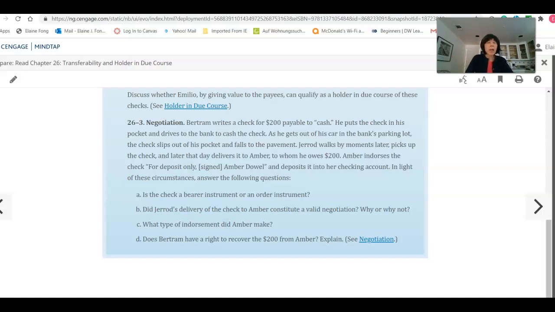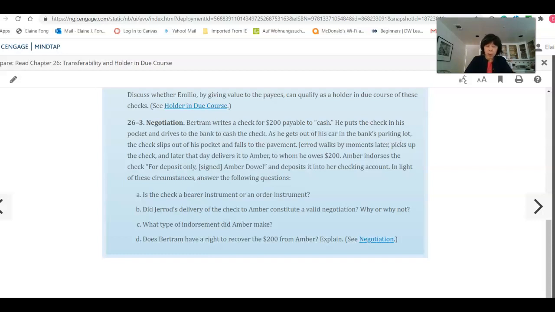All right. So another party named Jared walks by and he picks up the check. He then, later in the day, takes the check to his friend Amber and delivers it to her. It's in payment of some debt that Jared has to Amber. Anyway, Amber takes the check and puts her endorsement on it. She writes for deposit only, signed Amber Dowell. She deposits it at the bank, and she gets the $200 from it.